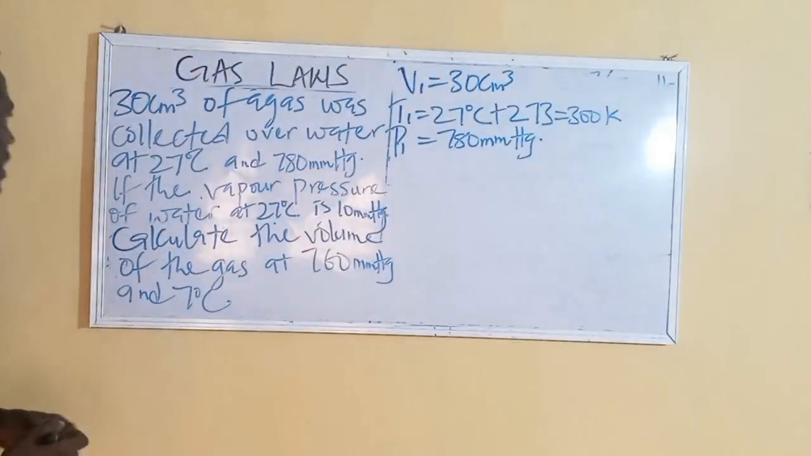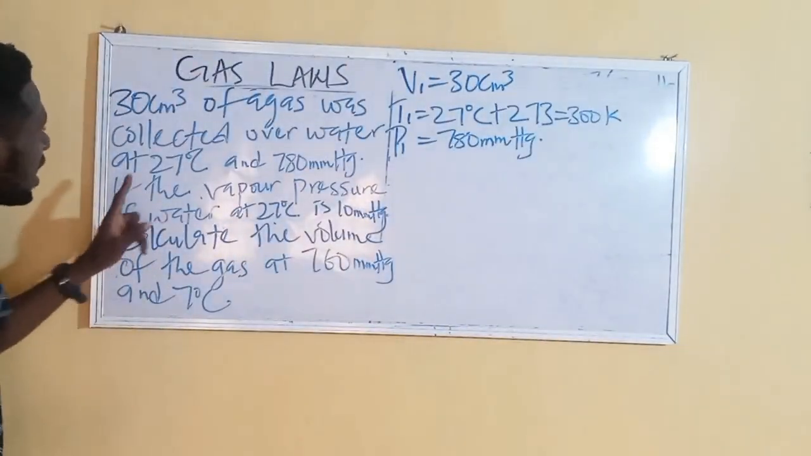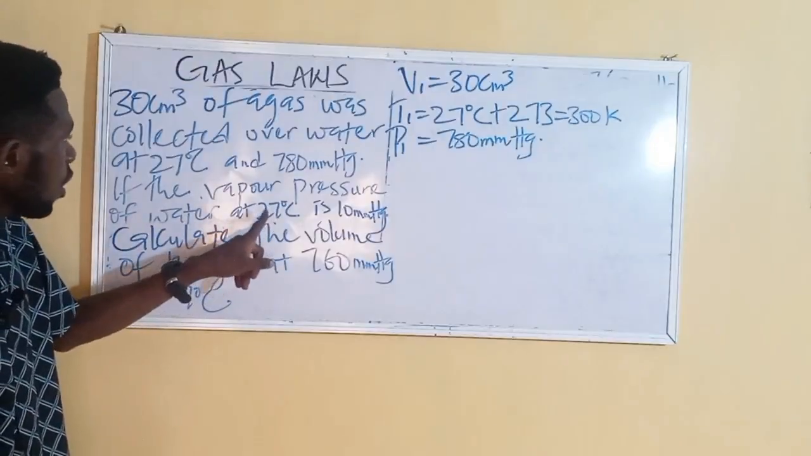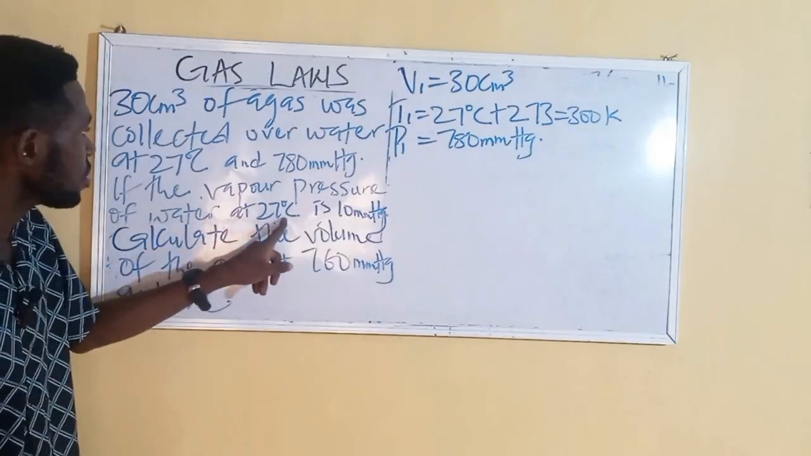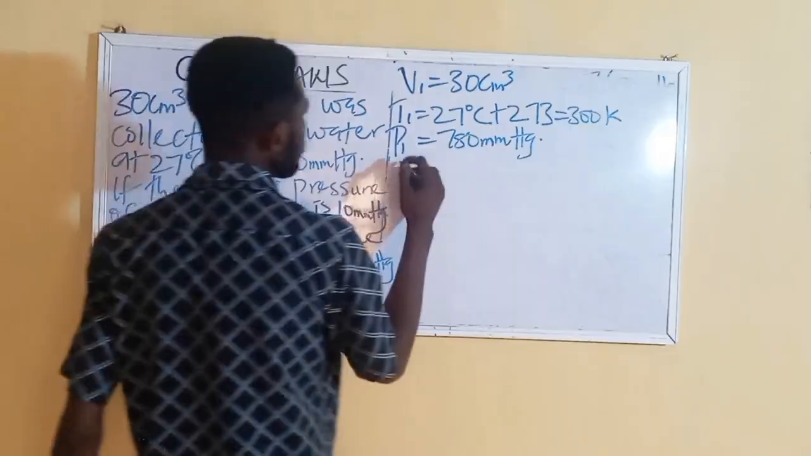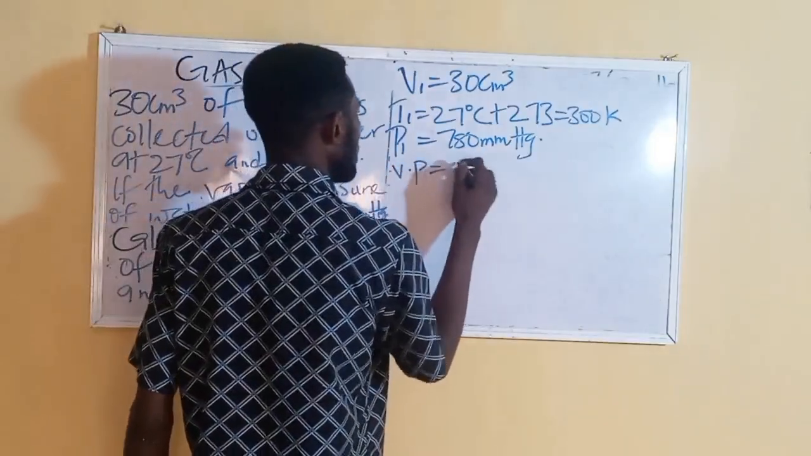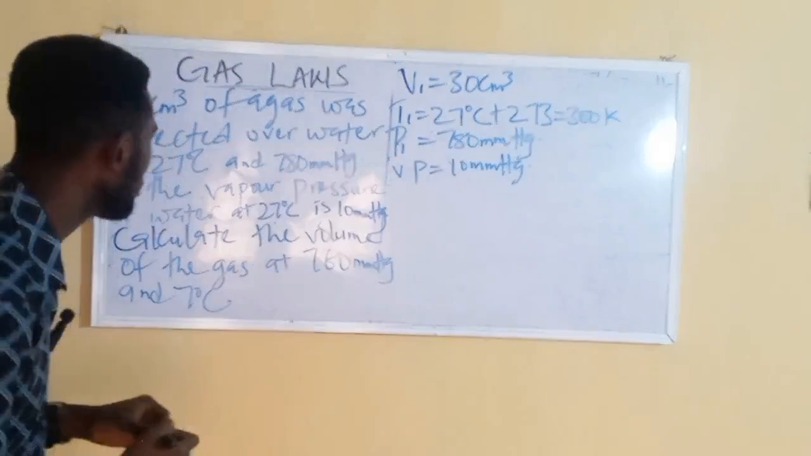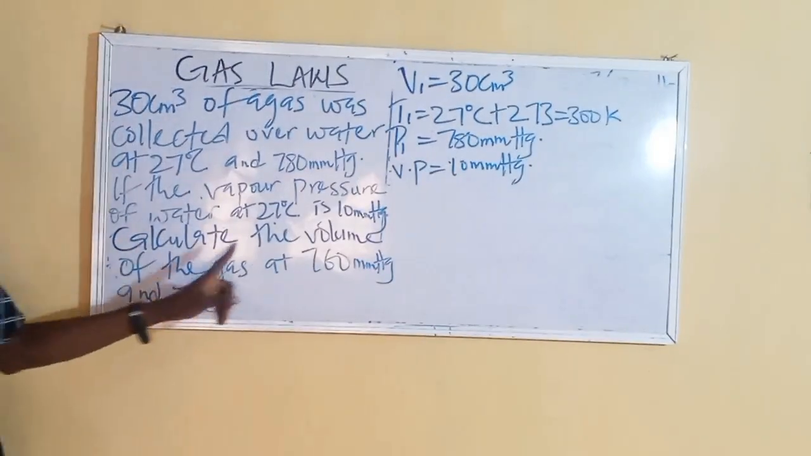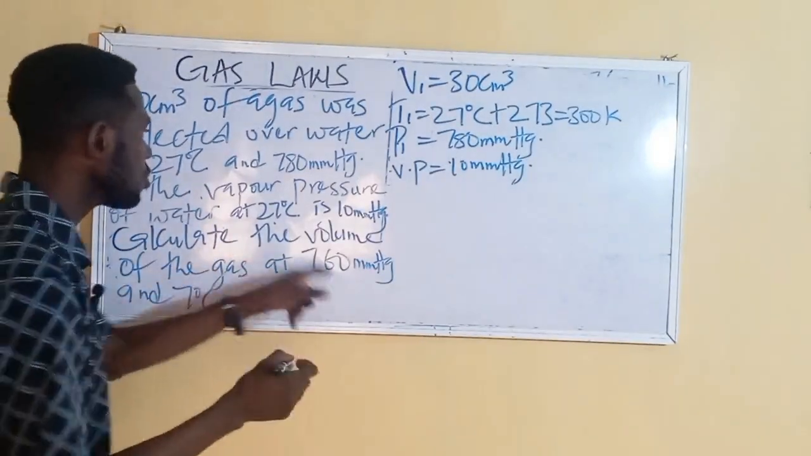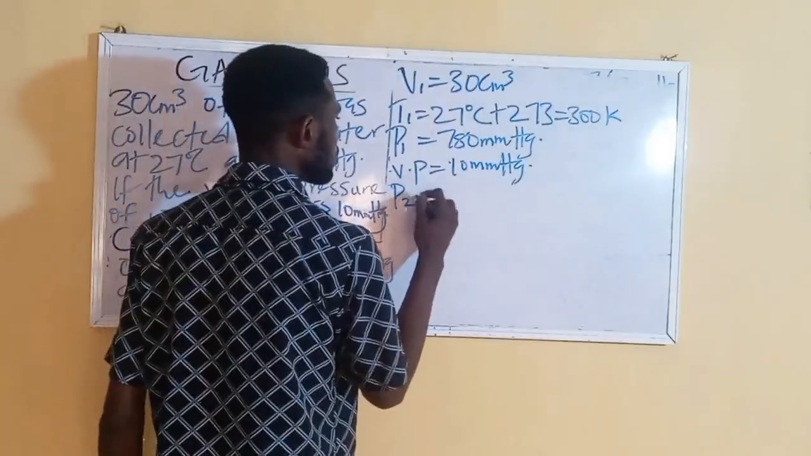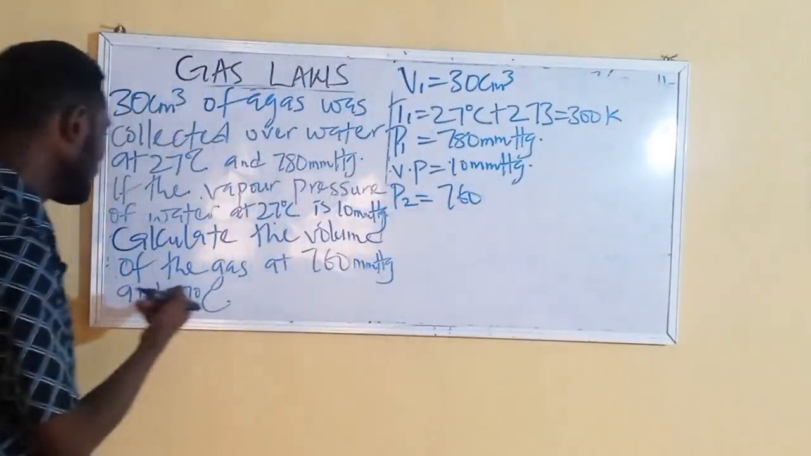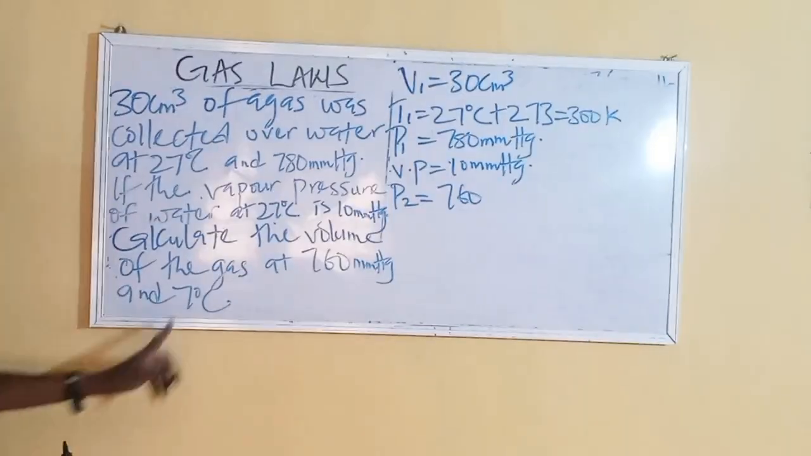Okay, what's the next thing? We have another statement here. If the vapor pressure of water at 27 degrees Celsius is 10 millimeter mercury, so our vapor pressure is 10 millimeter mercury. We'll still come to this. I will give a narration on how to go about it. Then calculate the volume of the gas at 760 millimeter mercury. So our new pressure, P2, is 760 millimeter mercury.